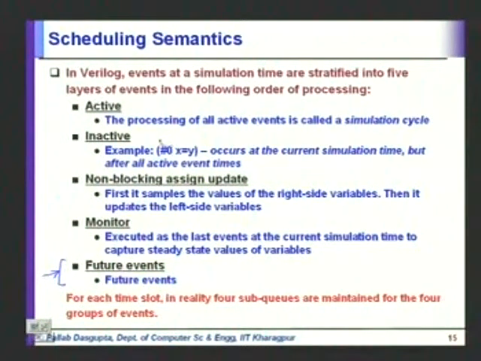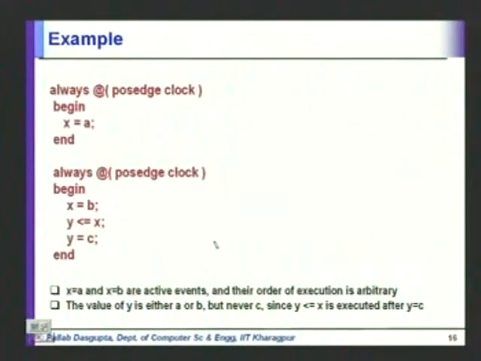By inactive, remember that we mean the events which are preceded by a hash delay, or rather hash 0 delay, because they are all in the same time. So it is only for hash 0 delay. And then we have the non-blocking assignments and the monitor statement, and monitor is basically to observe the output of the circuit. So that happens at the end when everything is stabilized, right.